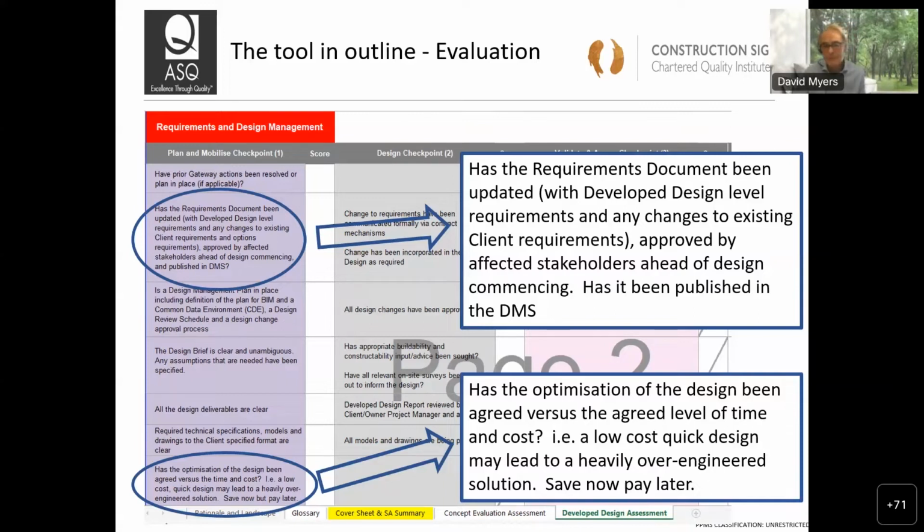The second point I put in because this is something I hadn't even thought of until we talked to some of the experts who built their knowledge in. And it talks about the optimization of the design. It says, has the optimization of the design been agreed versus the agreed level of time and cost? That is, do you have a low cost, quick design that may lead to a heavily over-engineered solution? You might save now and pay later.